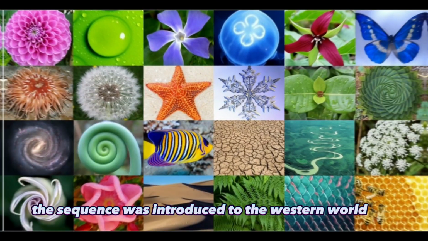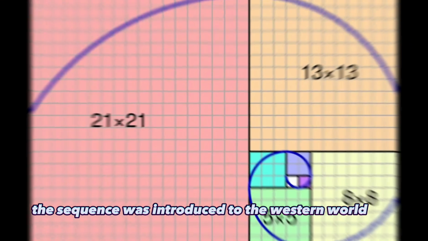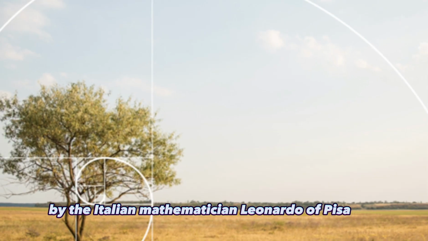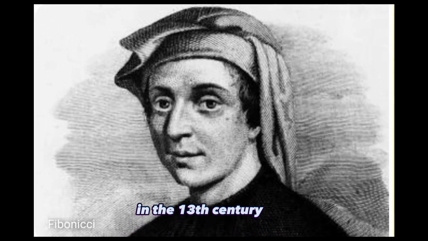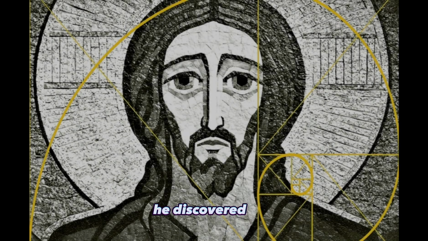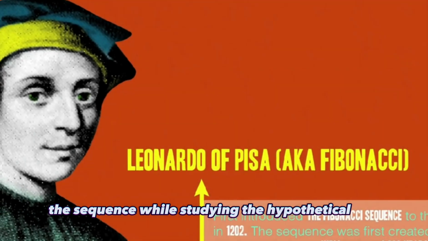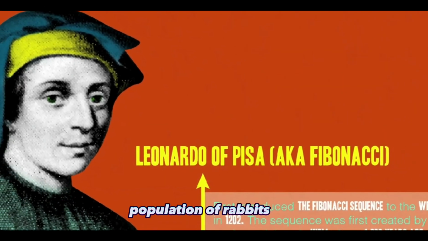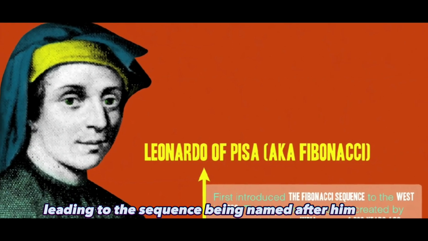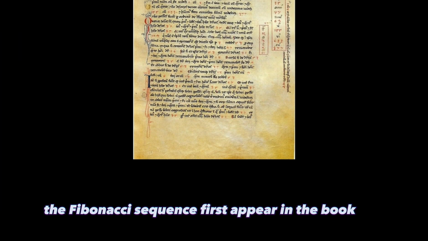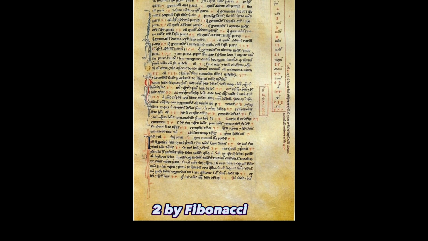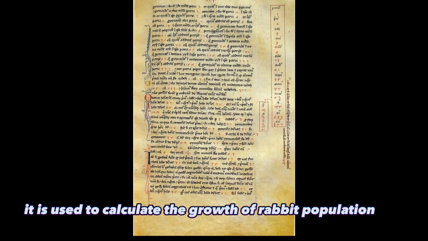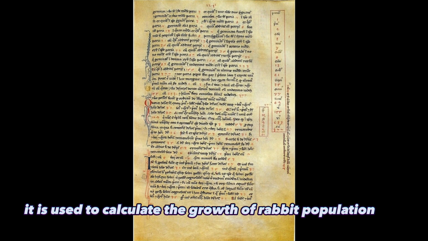The sequence was introduced to the Western world by the Italian mathematician Leonardo of Pisa, also known as Fibonacci, in the 13th century. He discovered the sequence while studying the hypothetical population of rabbits, leading to the sequence being named after him. The Fibonacci sequence first appeared in the book Liber Abaci, the book of calculation, in 1202 by Fibonacci, where it is used to calculate the growth of a rabbit population.